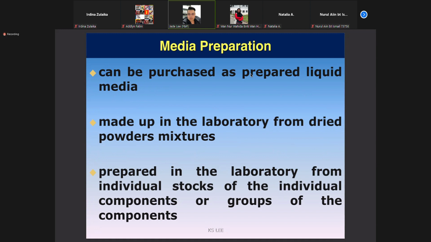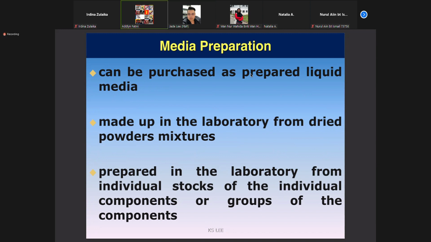Or you make up in the laboratory from a dry powder mixture. You can also make up your own media by mixing the powder that is available in the lab, or prepare it in the laboratory from the individual stocks of the individual components or groups of components. Okay, so there are probably three kinds of methods that you could choose to generate your own media. Okay?